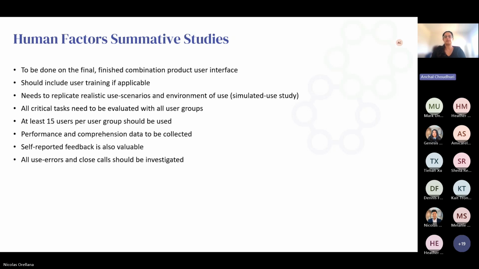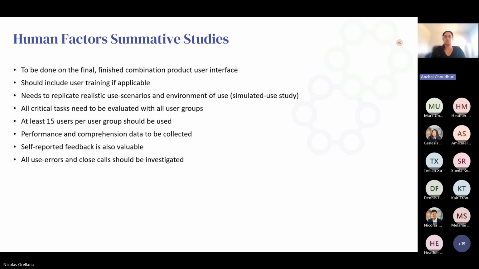So in terms of user comprehension, if it's determined that understanding something in the labeling is a critical task, you'll want to do a knowledge task study as part of your validation study. And this helps assess if your labeling is properly understood by users. And that's something else that we work with sponsors on oftentimes.